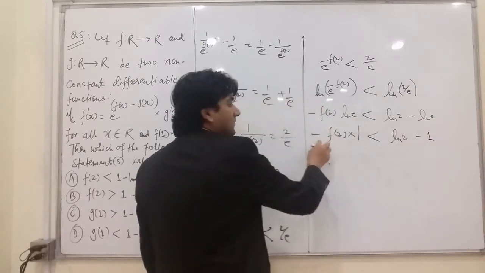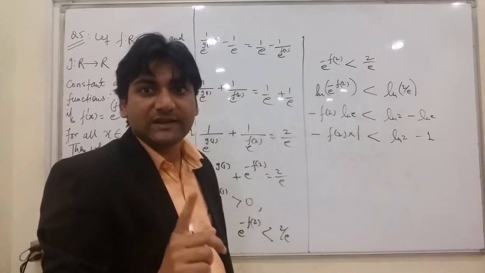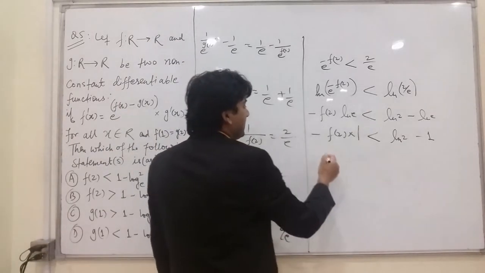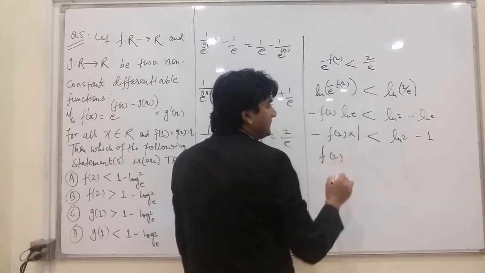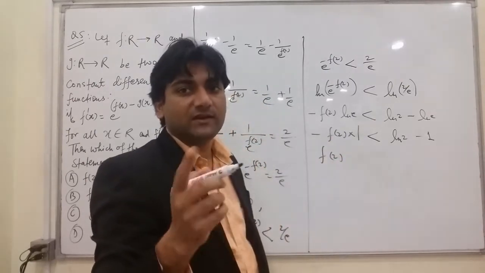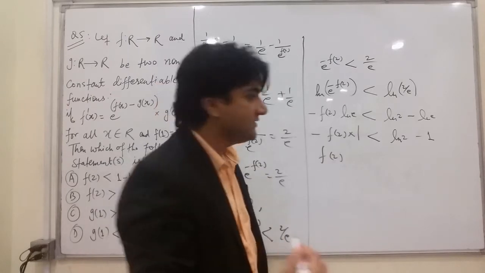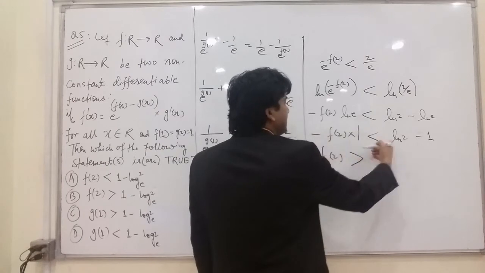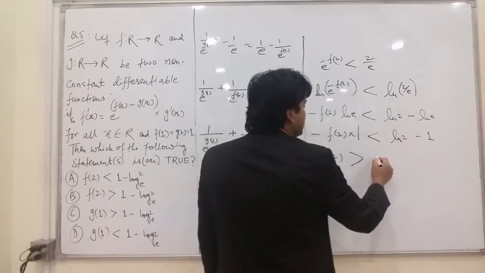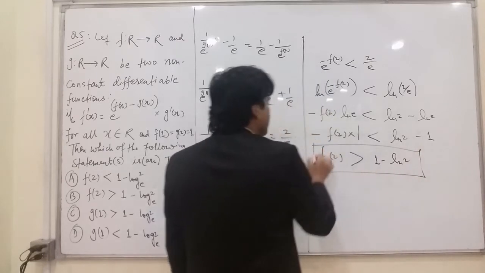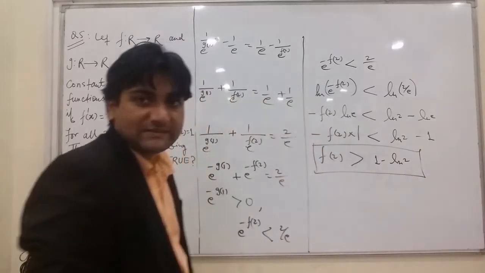But I don't want this minus right here, so I will multiply both sides by minus 1. Then this would be plus f of 2, and you know when you multiply both sides by a negative quantity, the inequality sign will also change. Since this is less, it will be greater, and this will be minus and this will be plus, so this is 1 minus ln 2. So I got f of 2 greater than 1 minus ln 2.